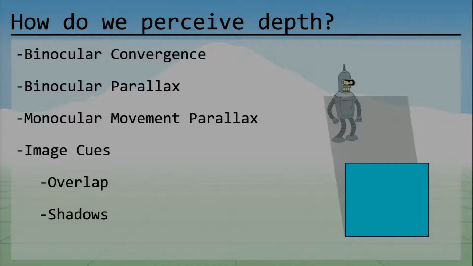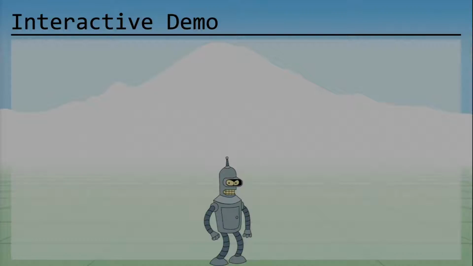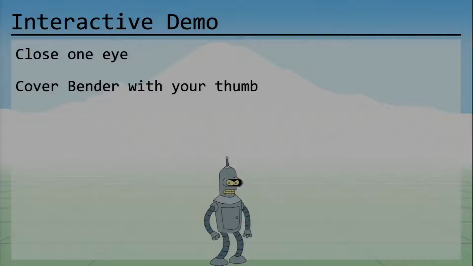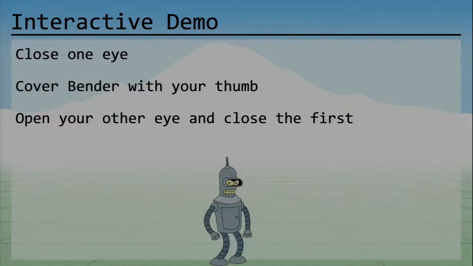OK, so I have an interactive demo for you guys. It's a really dumb demo, but it illustrates a point, so bear with me. You've all done this before. So I just want to ask you to close one eye. Close one eye. And now cover up Bender with your thumb. And now switch eyes. Open your eye and close the other one. Bender moved. Not a super amazing insight. I'm pretty sure you all could have seen that. But what you have just experienced is binocular parallax. That was a little fun interactive demo.